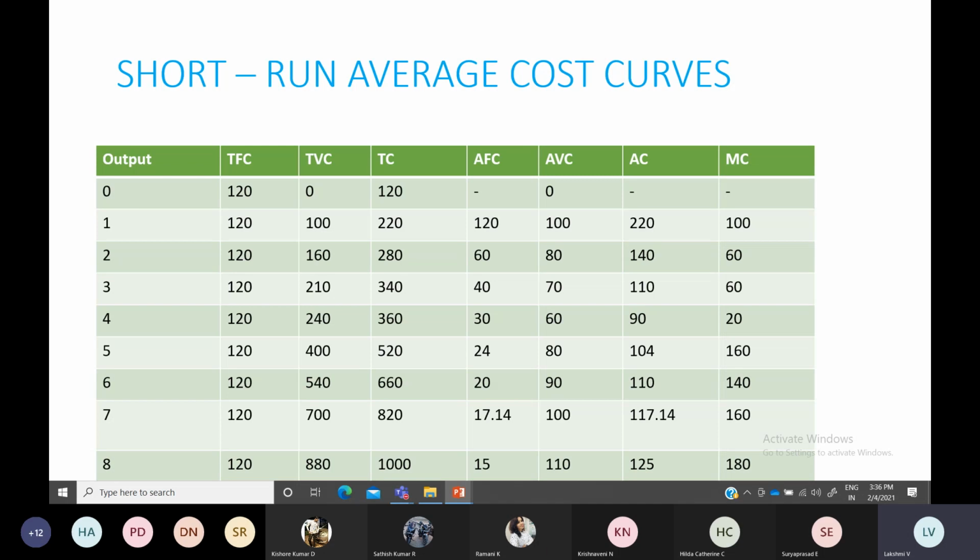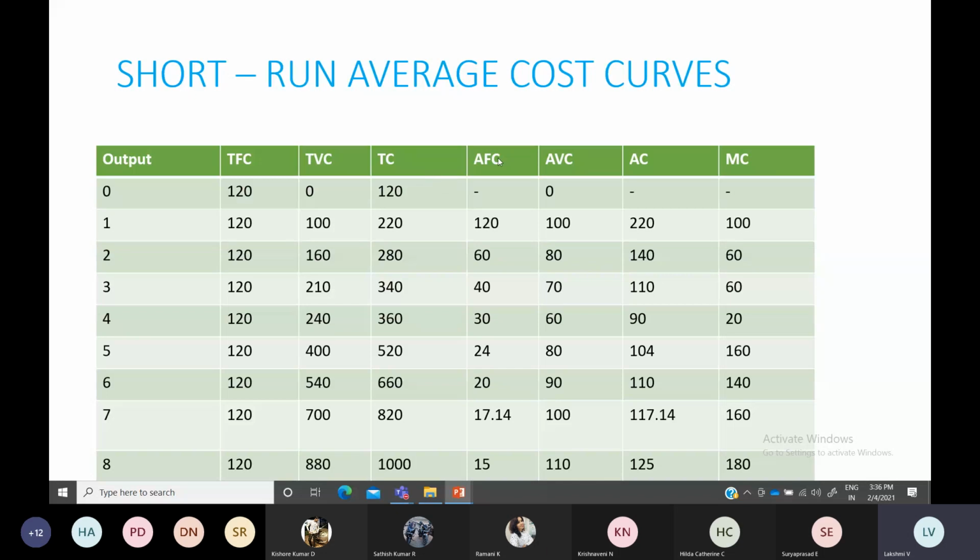So like this, for the short run average cost curve, this table can be easily understood by you. Total fixed cost remains the same throughout. Total variable cost keeps on increasing based upon your production. If you are increasing output, it will start to increase further. Total cost: total fixed plus total variable, you'll get the total cost.